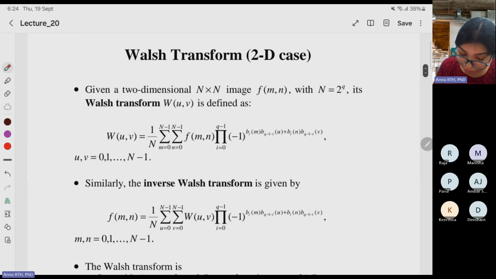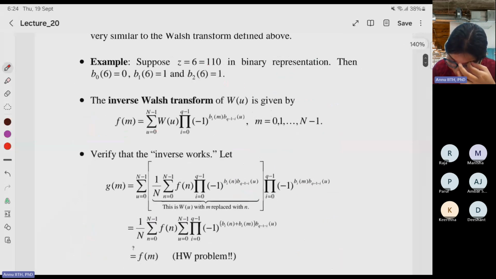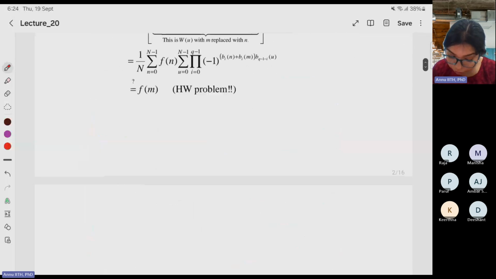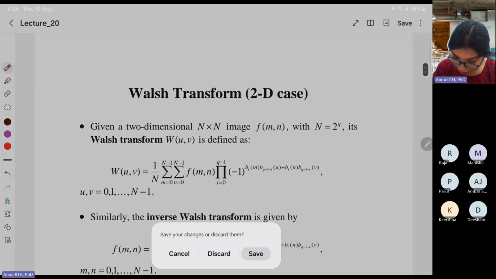But if anyone wants to, I will share this lecture on the PMRF NPTEL portal, so you can have this homework problem as well. But it was not at all covered in the class, so I'm just leaving it as of now.